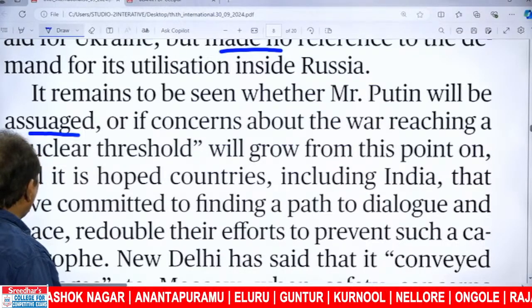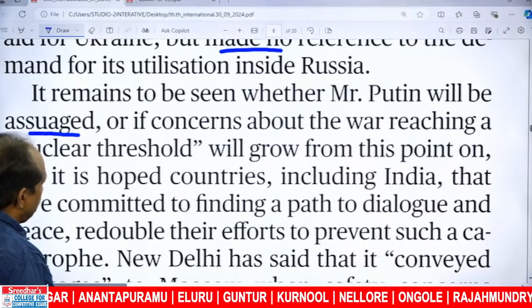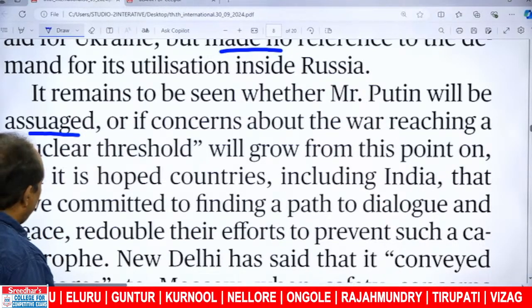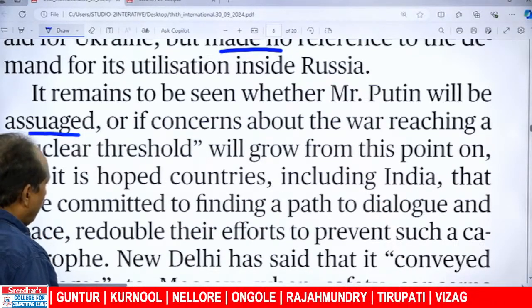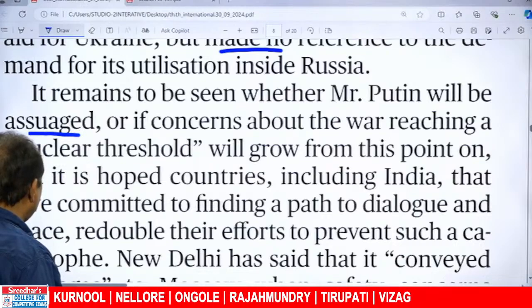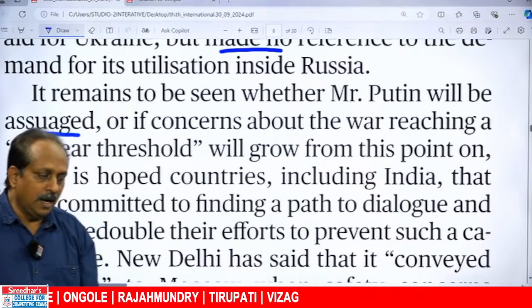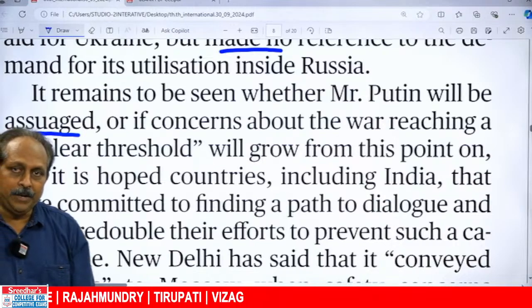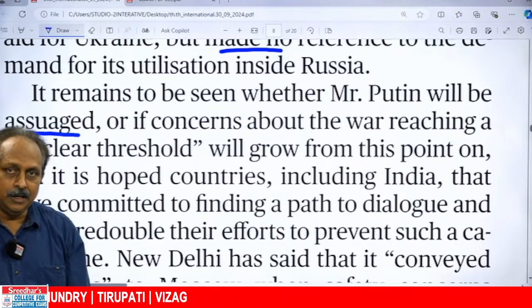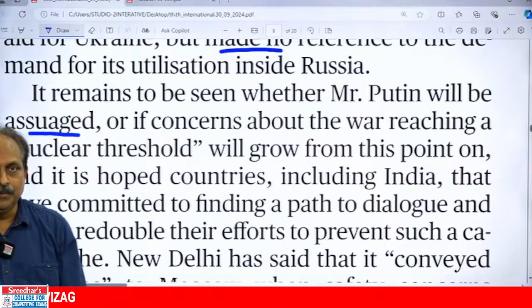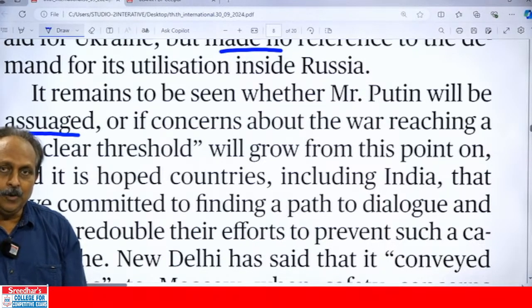this point on. And it is hoped countries, including India, that have committed to finding a path to dialogue and peace, redouble their efforts to prevent such a catastrophe. To prevent this, countries, those who wanted peace, that includes India, they should go forward and have to do something to stop this catastrophic event.